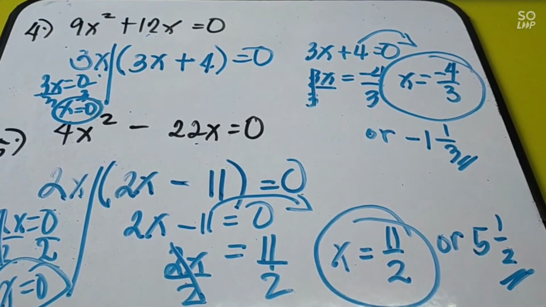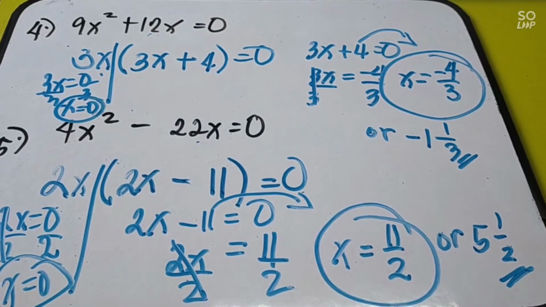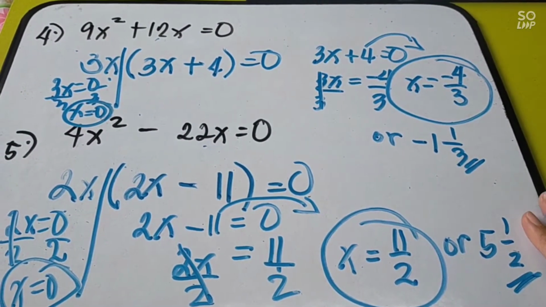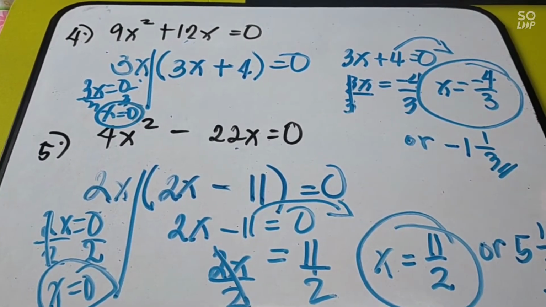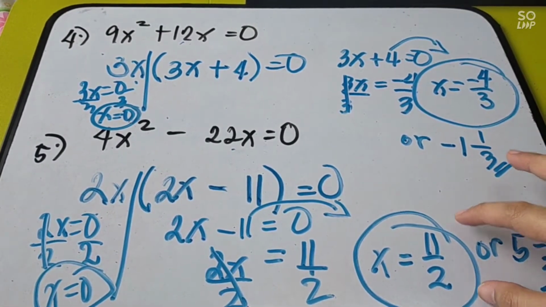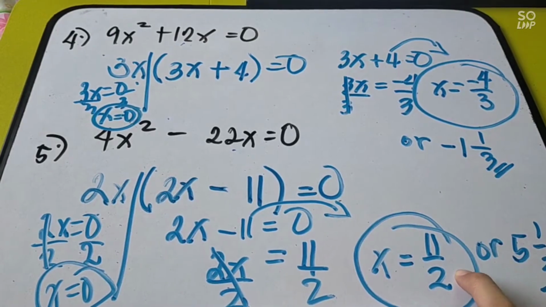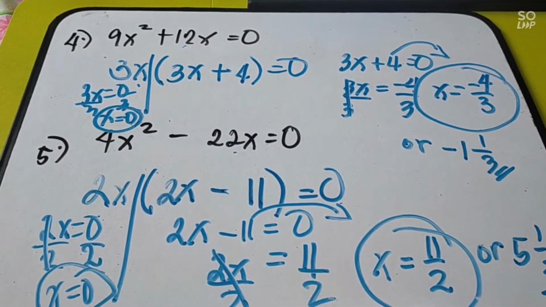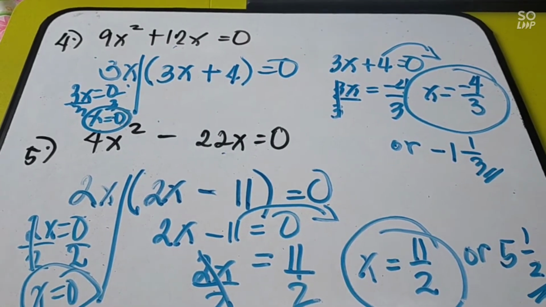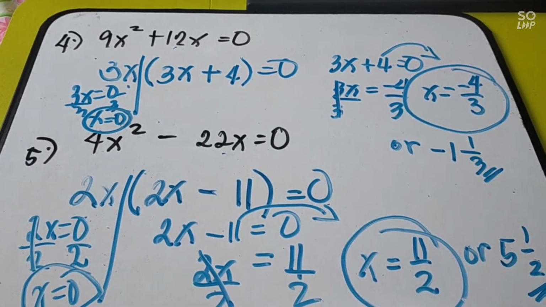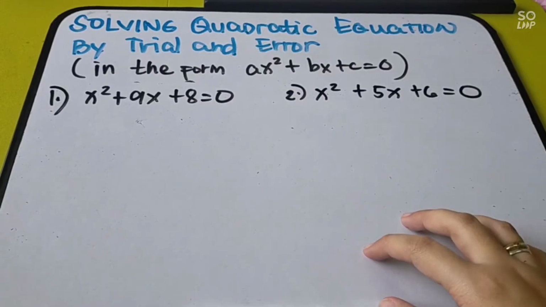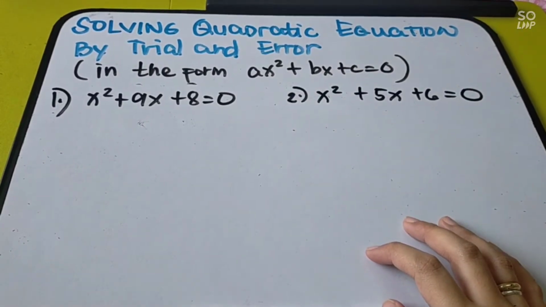That is it. Depende kay teacher kung anong gusto niya, kung pwede bang improper na lang or kailangan pa siyang i-simplify as mixed number. Basta po as na siya ay naka lowest term sa improper, tama na yun eh. Pero depende pa rin sa teacher niya. Is it clear? Now, let's move with factoring using trial and error. Solving quadratic equation by trial and error.